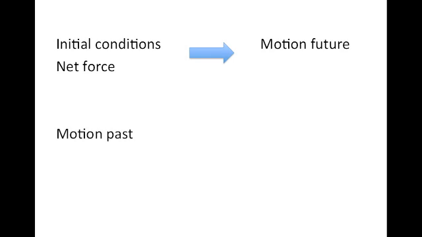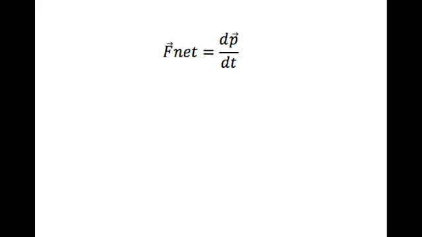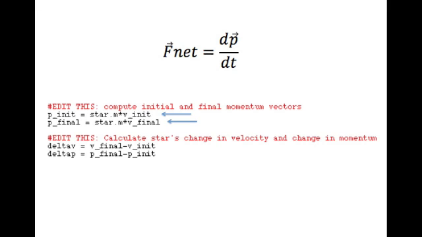In previous labs, we were given initial conditions and net force to predict the future of the object's motion. In this lab, however, we are given all the initial data components, the x and y position coordinates, the motion passed, to find the net force, and using this, the mass of the black hole. This lab uses the momentum principle F net equals the change in momentum, which is mass times velocity, divided by the change in time to find the star's initial and final momentum vectors, the change in velocity Vf minus Vi, and the change in momentum Pf minus Pi.